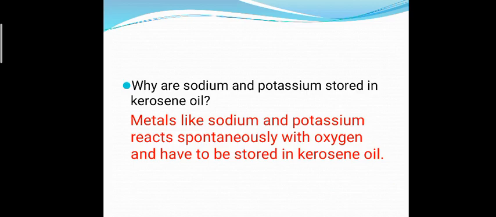Why are sodium and potassium stored in kerosene oil? So students, sodium and potassium are metals which react spontaneously with oxygen and have to be stored in kerosene oil.